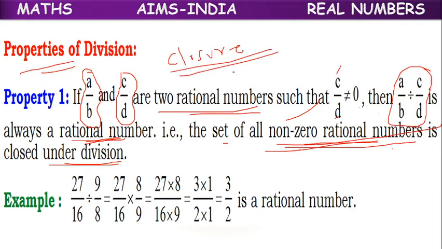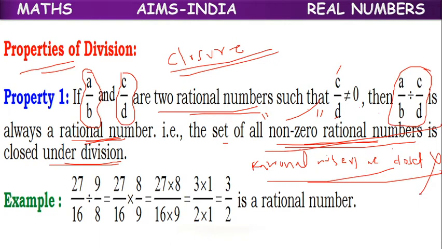Under division, but not all rational numbers. Which rational numbers? Only non-zero rational numbers will follow this closure property. If anybody says rational numbers are closed under division, that is wrong, because all rational numbers are not closed. Only non-zero rational numbers are closed under division.